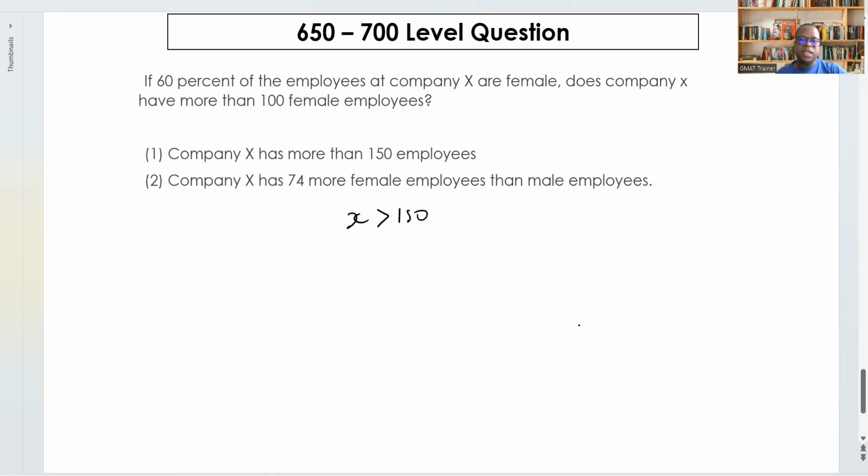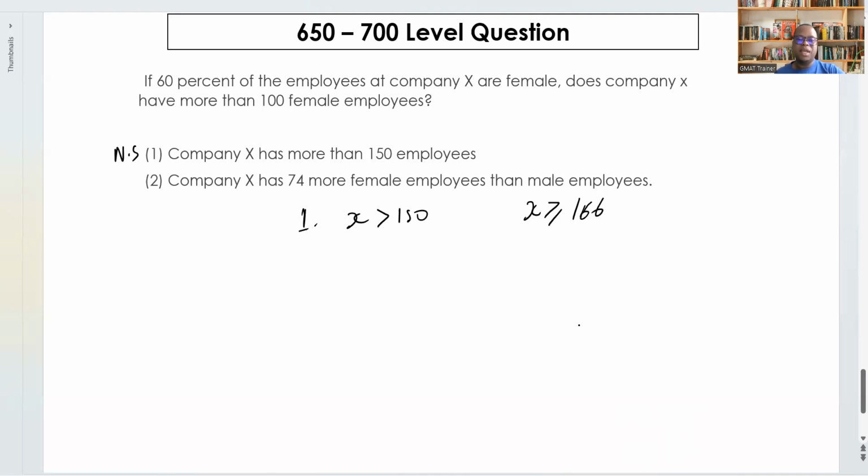Statement one says that company X has more than 150 employees. So X is greater than 150. Our threshold is that X needs to be greater than or equal to 166. This statement says the number of employees can be 151, 160, 170, 171. If it's more than 166, the number of female employees will be more than 100. If it is less than that, it will be less than 100. Since we have a yes and no scenario, it is not sufficient.